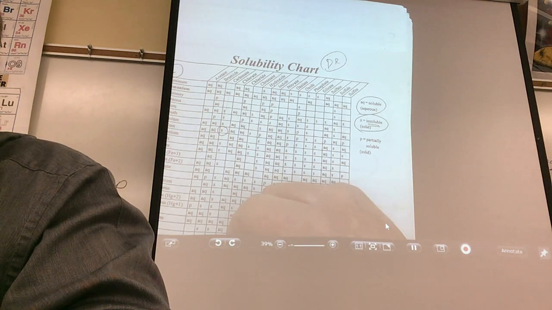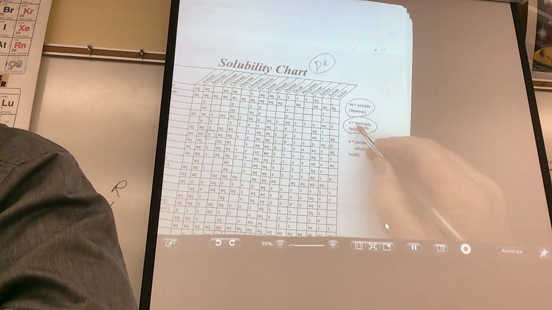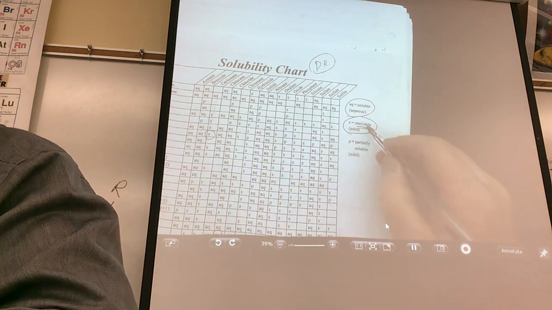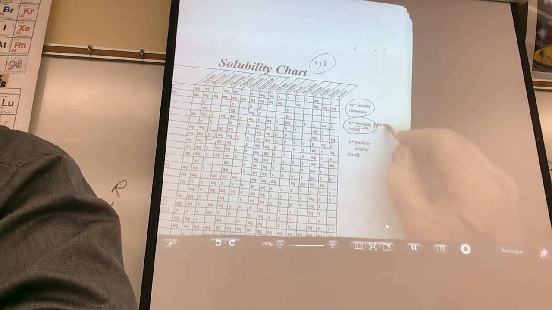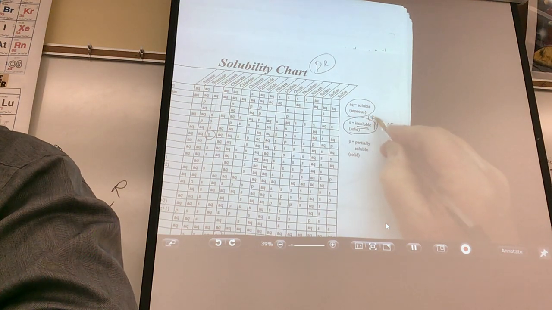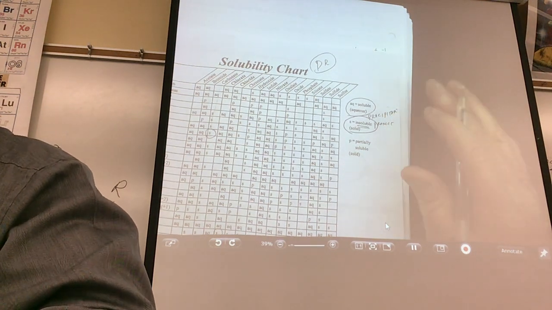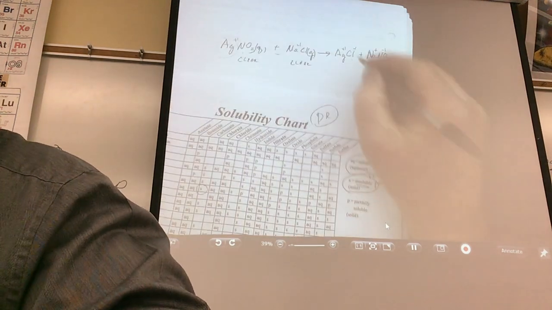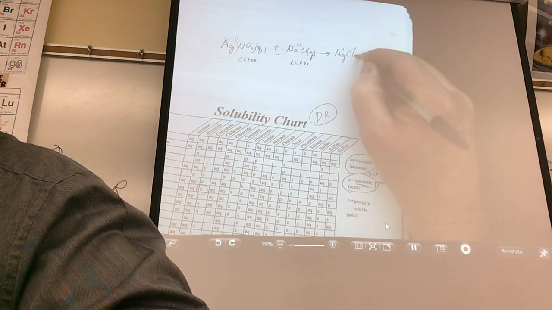Silver, it says S, and my symbols say S means you're going to be a solid. And what's another name for an insoluble product? What do you call an insoluble product? Starts with a P. A precipitate. Okay, so anyway, it says here, so what should I write after AgCl? And will I see this? Will I see AgCl?